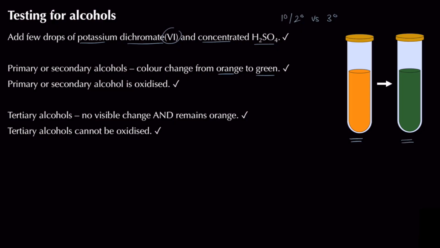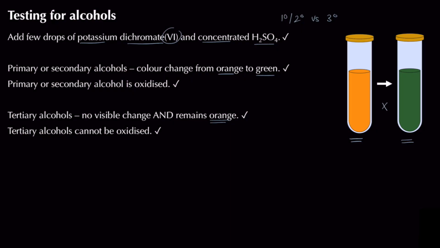Of course we know our alcohol is oxidized, our chromium is reduced. That's why we call the potassium dichromate(VI) solution our oxidizing agent, because it helps our alcohol be oxidized. Now if we were to look at our tertiary alcohols, because we can't actually oxidize them, the addition of potassium dichromate(VI) and concentrated sulfuric acid would lead to no reaction, and so we see no visible change, and our solution is going to remain orange itself. So we don't actually see this reaction happen.